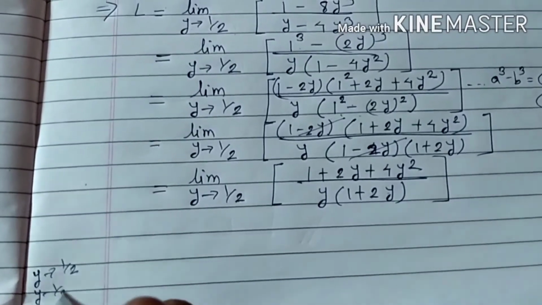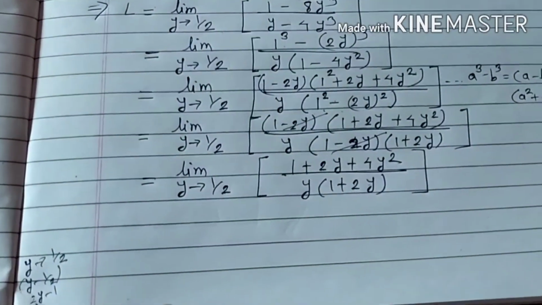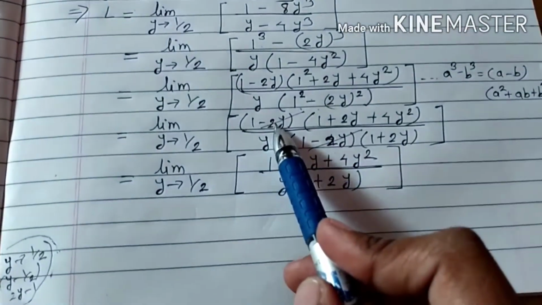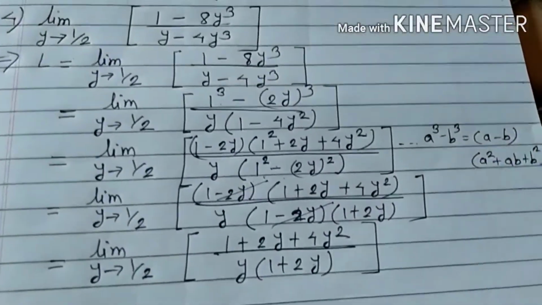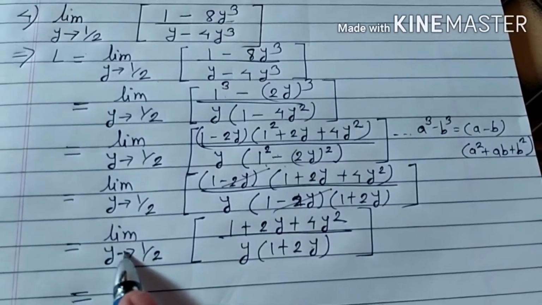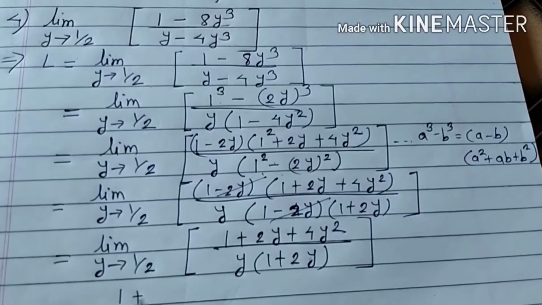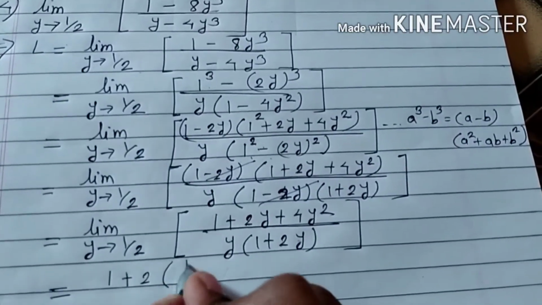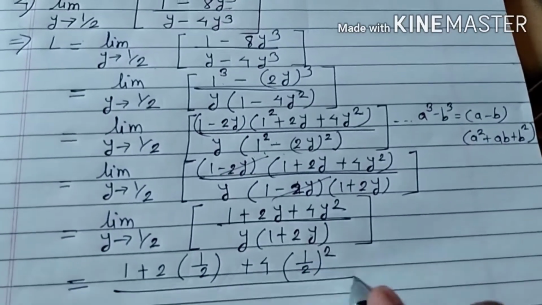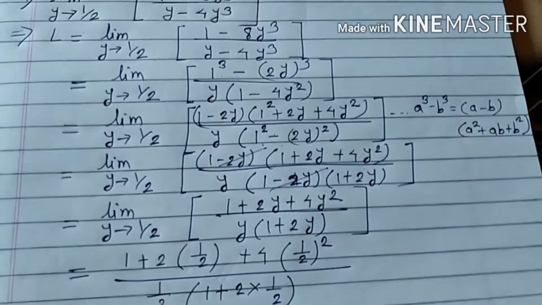Then y minus 1 by 2 you have to remove, means it is 2y minus 1 or 1 minus 2y. So you have to remove this factor, and you can observe that you removed this factor 1 minus 2y. Now apply the limit. When you apply the limit, the limit sign is removed. So here put the value: 1 plus 2 into 1 by 2 plus 4 into (1 by 2) square, upon 1 plus 2 into 1 by 2.